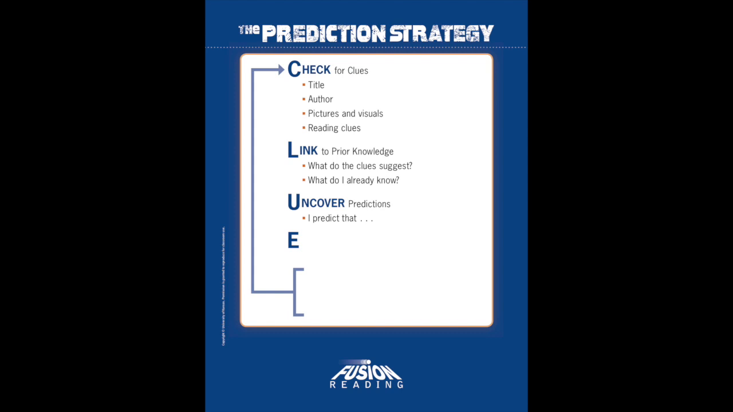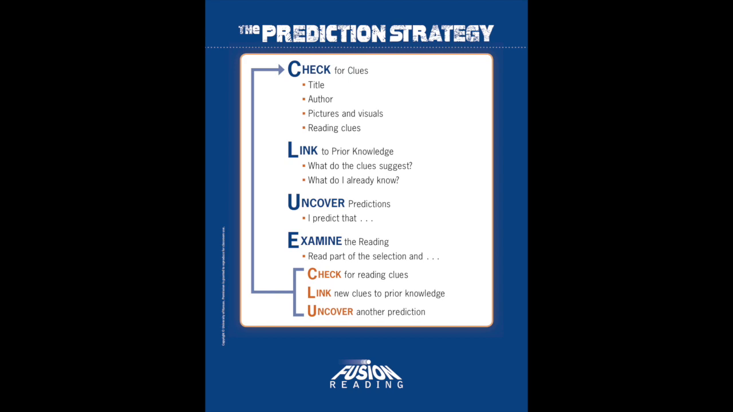The U stands for uncover predictions. This is where you actually make your prediction by saying the words, I predict that, followed by what you think is going to happen later in the story, or what you think you'll discover as you read more of the text. So steps 1 through 3 all take place before you've even read any of the text.